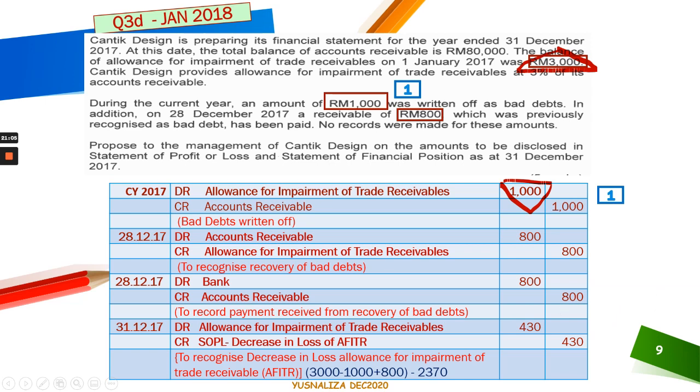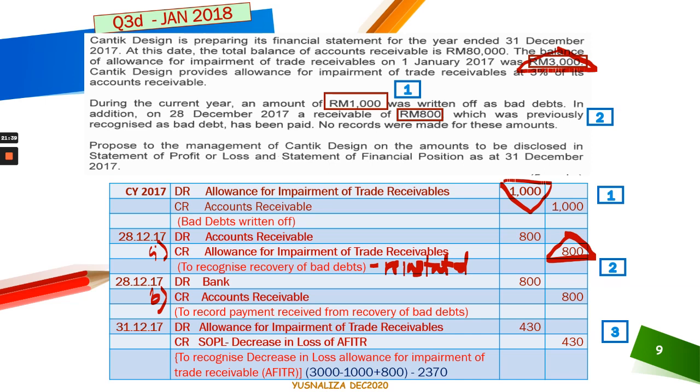Second one, there was a bad debts recovered. There are two entries you can see here. One is to record the bad debts being recovered, which is to reinstate the bad debts that you recovered. And the second one is to record the payment. So this has been done as well. And that has increased the account receivable, right?